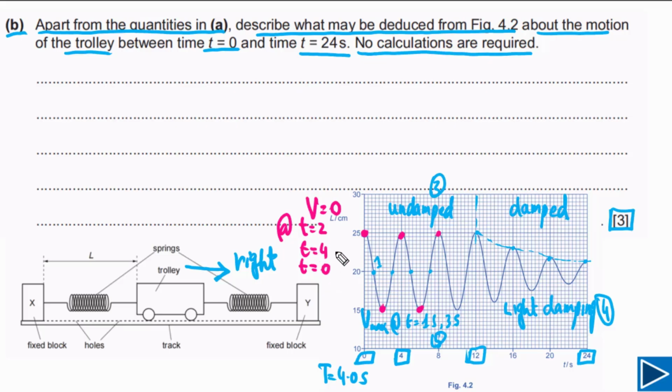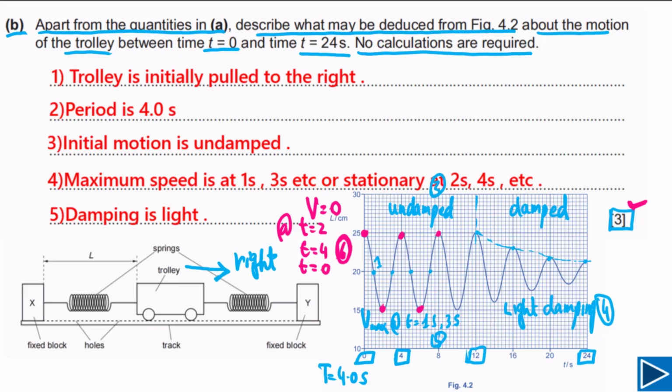So you can see we can deduce about 6 points about the motion of the trolley from this graph. And the question is asking us to write down only 3 points. If you write down any 3 of these points, you will get 3 marks. Now let me show you how we can write down a proper answer for this question.